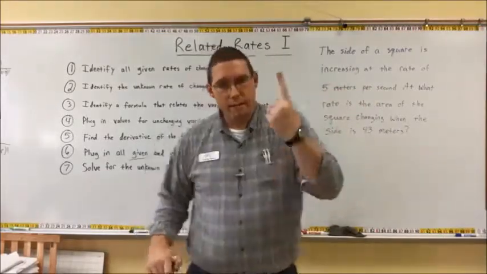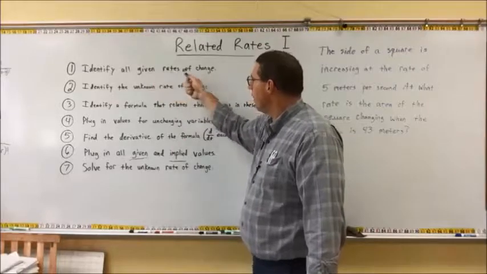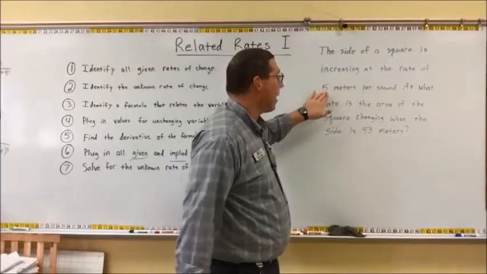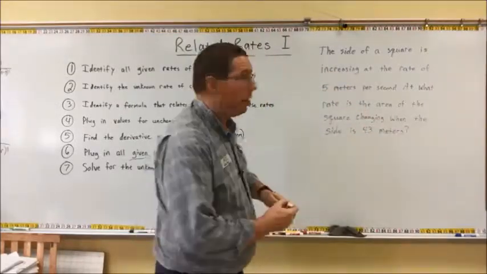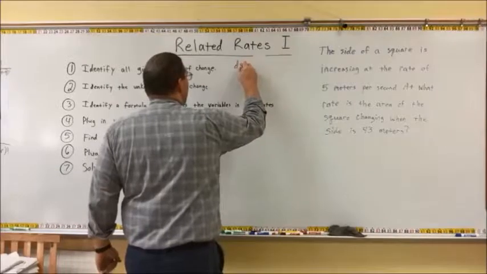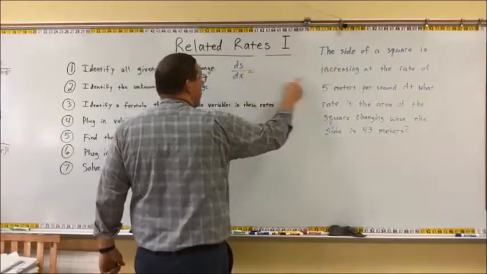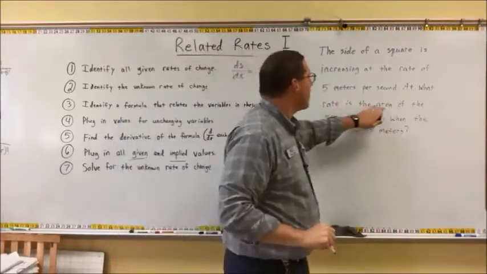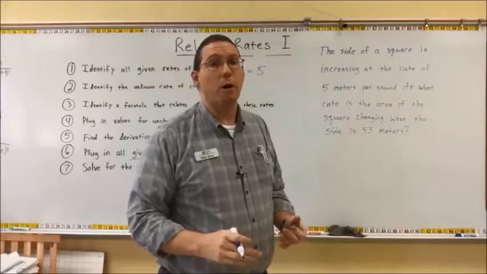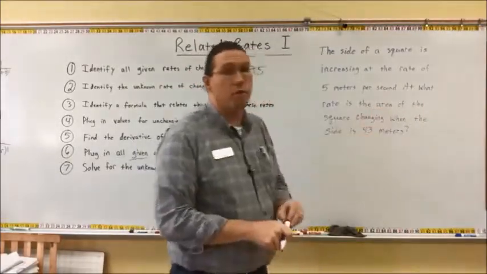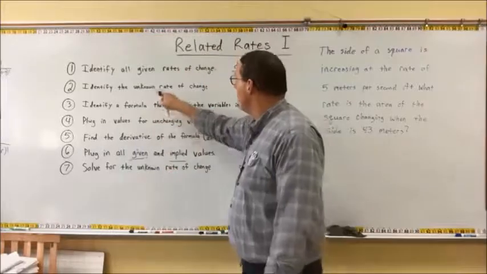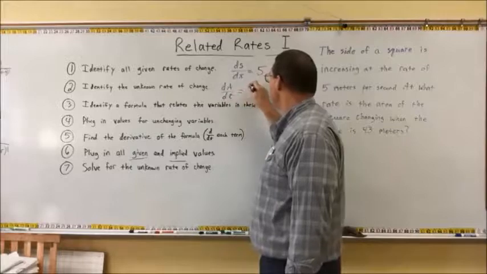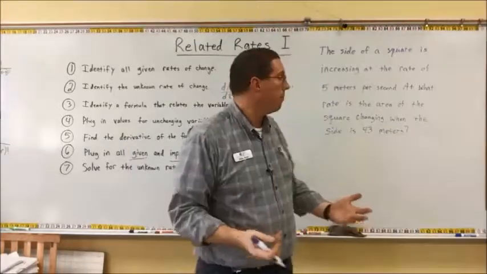Let's stop there for a second. That's step 1. Identify all given rates of change. The side is increasing at 5. So that's ds/dt, the rate of change in the side. ds/dt is equal to, it's increasing, so that's positive 5. At what rate is the area of the square changing? So now we want to know the rate of change in the area of the square. That's A. So our unknown rate of change is dA/dt. What is dA/dt? That's what we're trying to find out in this problem.